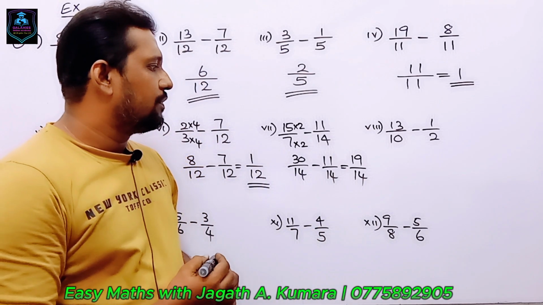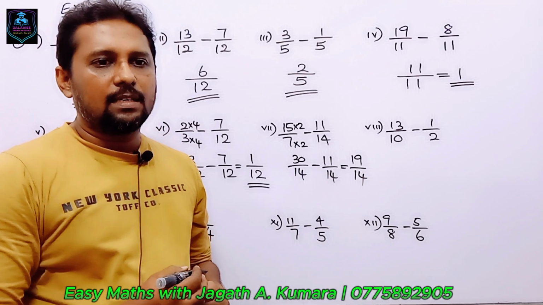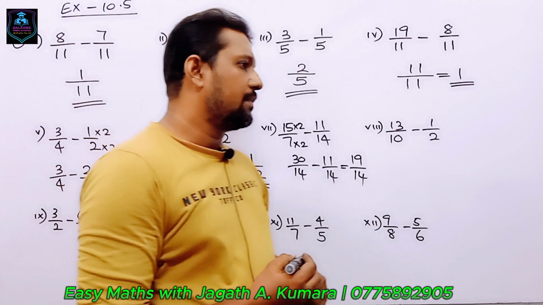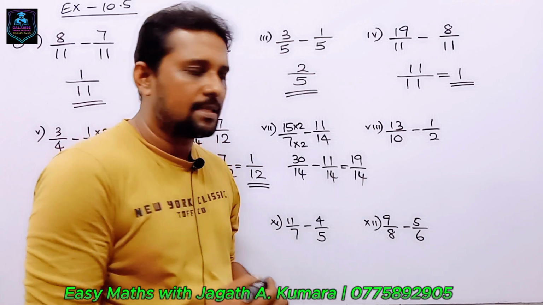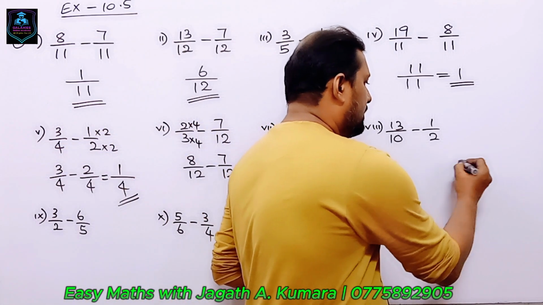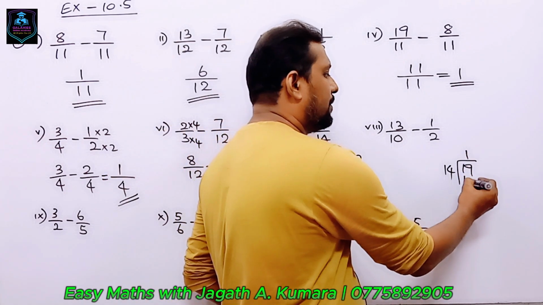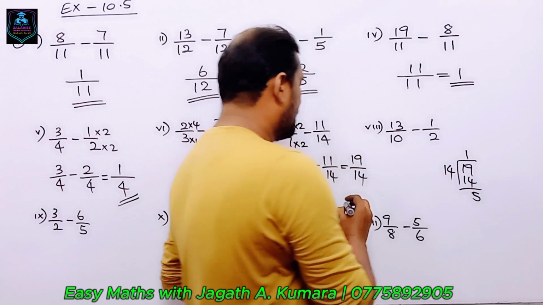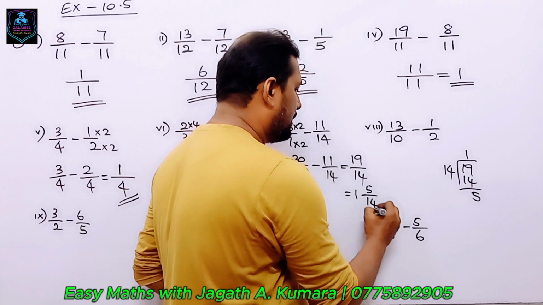But 19 over 14 is an improper fraction, so you can't keep it as the final answer, right? Improper fractions you can't keep as the final answer, so you have to convert into a mixed number. 19 divided by 14 is 1. 1 times 14, 14, remaining 5. So the answer is 1, 5 over 14.